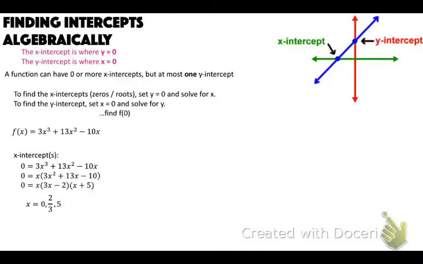So then our x-intercepts are at 0, 0, 2/3, 0. See, look, I fixed it up there. Like, why do I do stuff like that? And negative 5, 0. Okay.